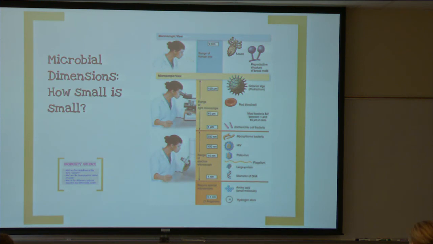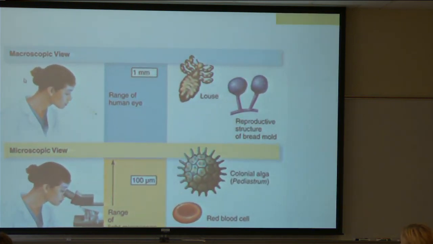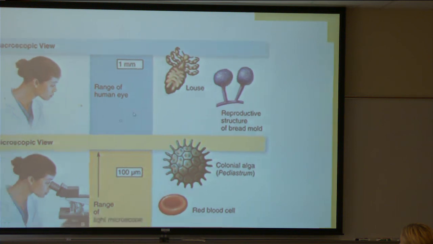Last thing I have is just looking at size. One more time. Right here, this picture, we can see macroscopic view, or macroscopic, naked eye. This book says the range of the human eye is 1 millimeter. We know it's really 1/5 of a millimeter, 0.2, as we talked about in the beginning of class today. You could see a louse, head lice with the naked eye, reproductive structure, bread mold. You can see that with the naked eye, of course.